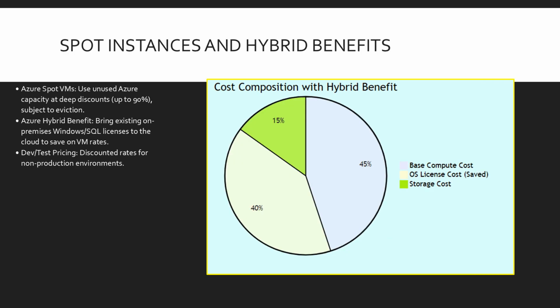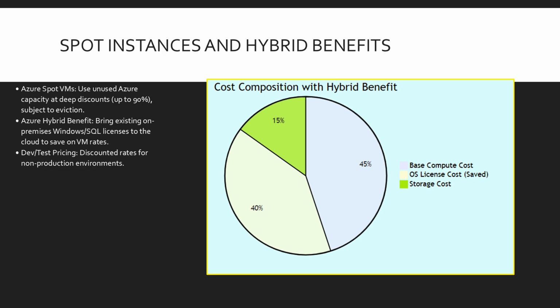For specific scenarios, you can leverage special pricing models. Azure Spot VMs allow you to use unused Azure capacity at steep discounts, making them ideal for interruptible workloads like batch processing, though they can be evicted if Azure needs the capacity back. Additionally, the Azure Hybrid Benefit lets you use your existing on-premises Windows Server and SQL Server licenses in the cloud, removing the cost of the OS from your hourly rate. Finally, for development environments, dev/test pricing offers discounted rates on services to support innovation without production-level costs.